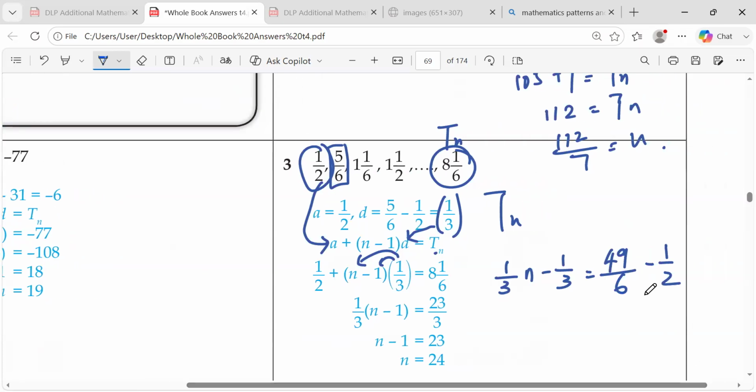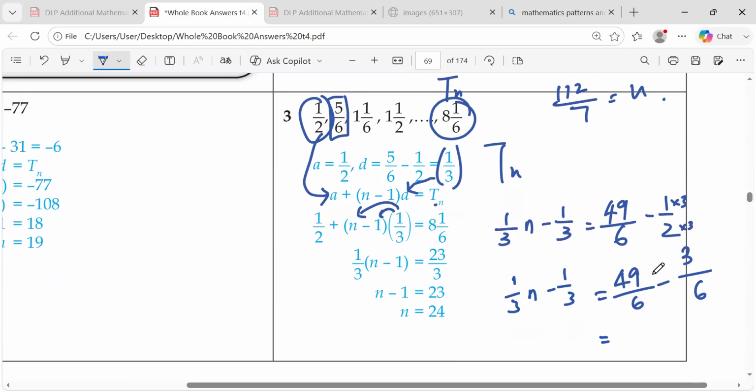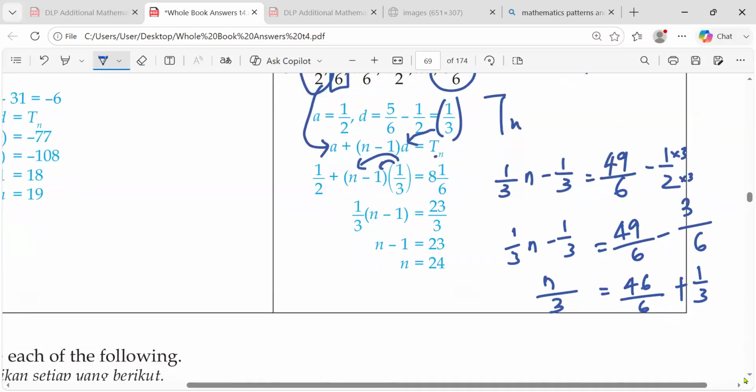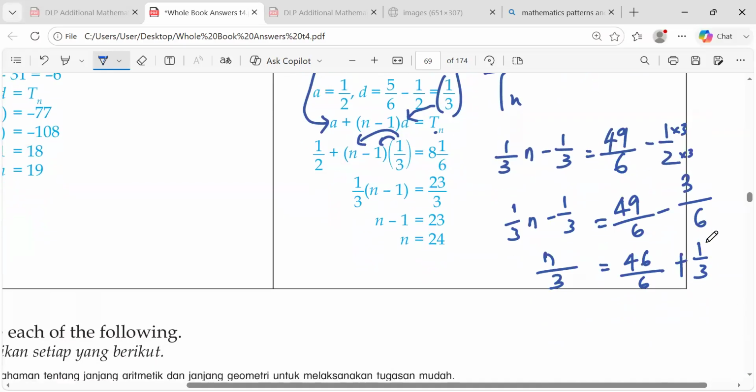So before I do, I need to change to the common denominator. Times 3, I get 6. So 1 over 3 minus 1 over 3. Okay? Then 49 minus 3, I get 46 over 6. This one negative, plus. Okay? N over 3. This one becomes n over 3. It's the same thing. And then I use the calculator. You can expand it, but because I want faster, I use the calculator.